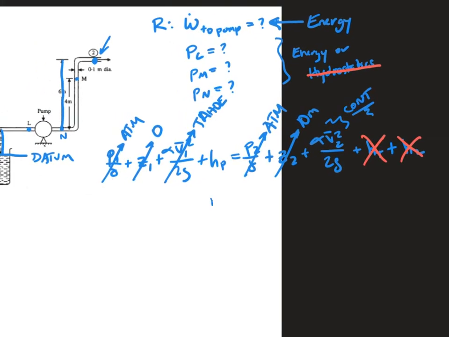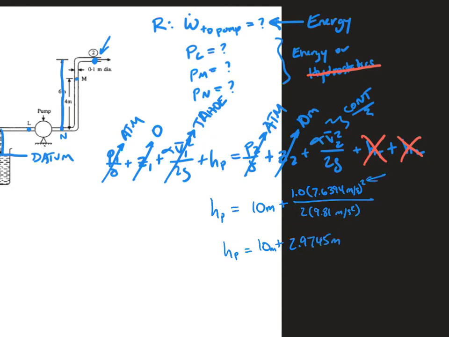So I get HP equals 10 meters plus alpha, which is 1.0, times this V squared, 7.6394 meters per second squared, over 2 times 9.81 meters per second squared. If we add all those up, I'm going to split this out, as you've probably noticed I like to do, that term is 2.9745 meters. Always be careful to remember that square; that's the most common error. So solving it real quick, HP is 12.975 meters.